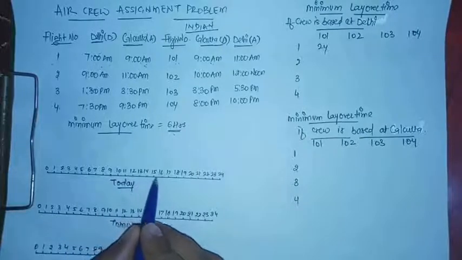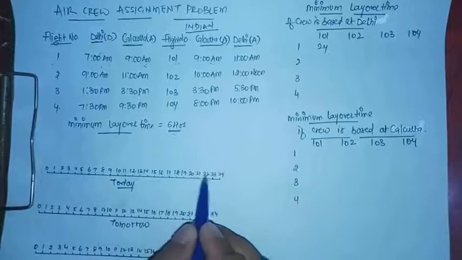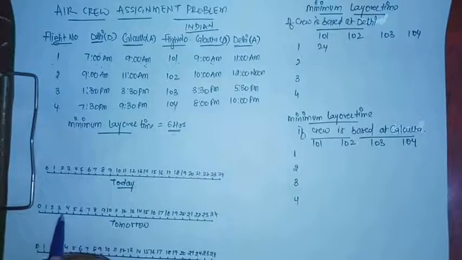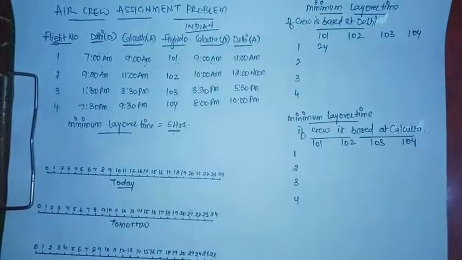4 5 6 7 8 9 10 11 12 13 14 15 16 17 18 19 20 1 2 3, 24 up to 9. So they will have to wait for 24 hours.